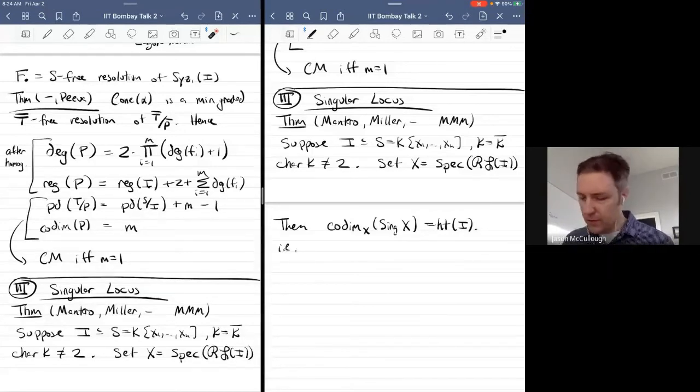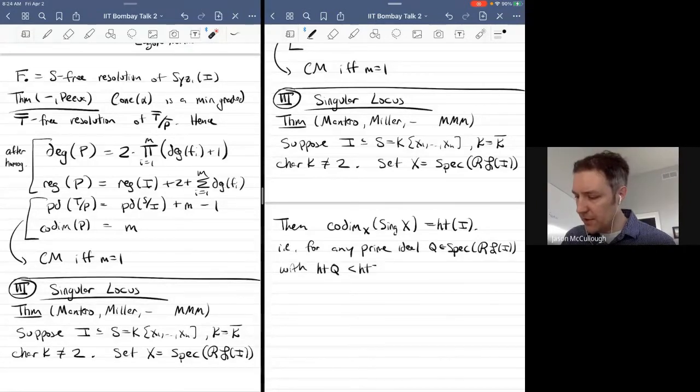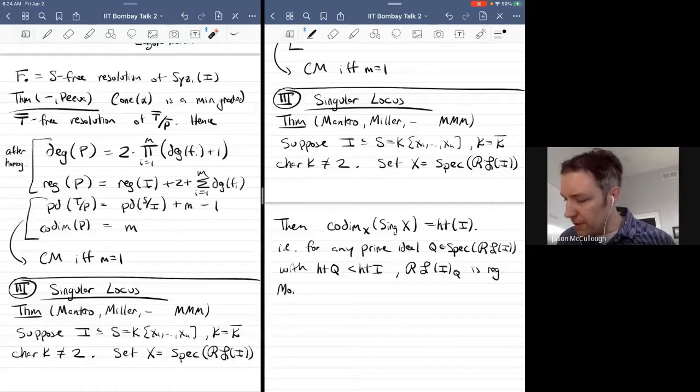So in other words, for any prime ideal Q in the prime spectrum of the Rees-like algebra, such that the height of Q is strictly less than the height of I, when I localize at Q, this is regular. And moreover, this was one of the things we were most interested in.